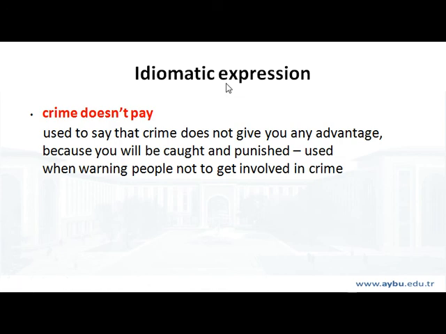And idiomatic expressions: this dictionary even focuses on idioms. About crime, we say "crime doesn't pay." Idioms are important and difficult in learning, because if you just translate word by word, you will not reach the whole picture. It's really difficult. Some idioms are culturally specific. Some idioms are really difficult to guess. "Crime doesn't pay" is used to say that crime does not give you any advantage because you will be caught and punished. Used when warning people not to get involved in crime.